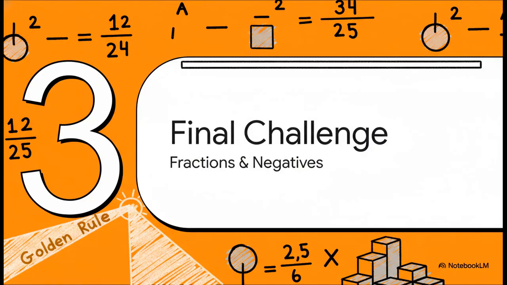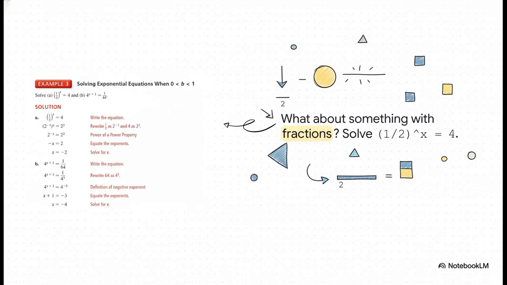All right, for our final challenge, let's look at equations that have fractions in them. Now, these might look like a totally different beast, but you're about to see that our golden rule is strong enough to handle these too. So what about this one? 1/2 to the power of x equals 4. A fraction and a whole number. How on earth could we find a common base between 1/2 and 4?